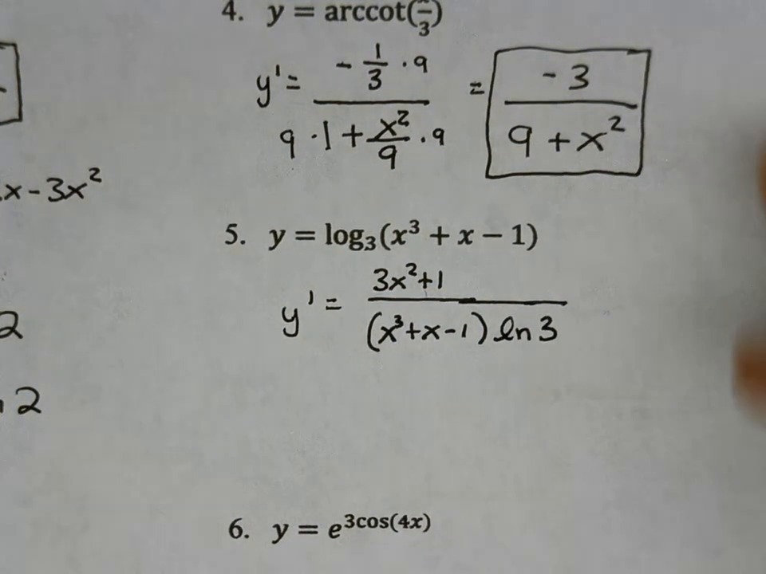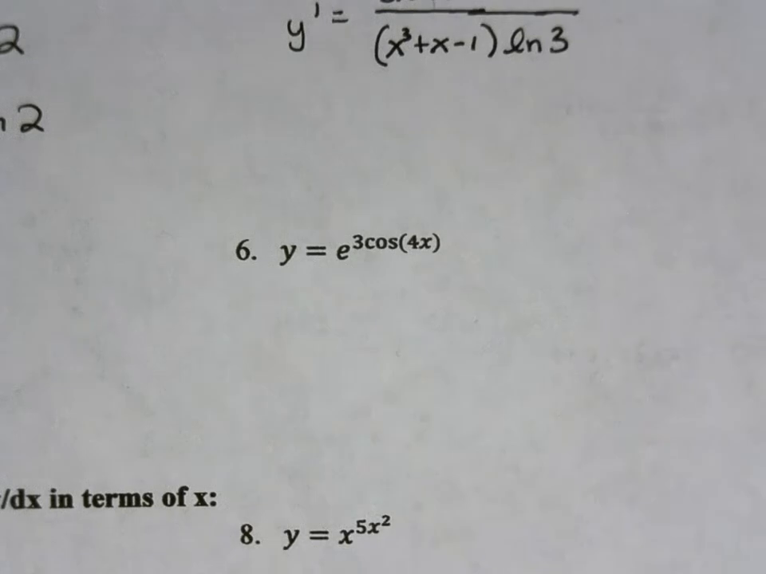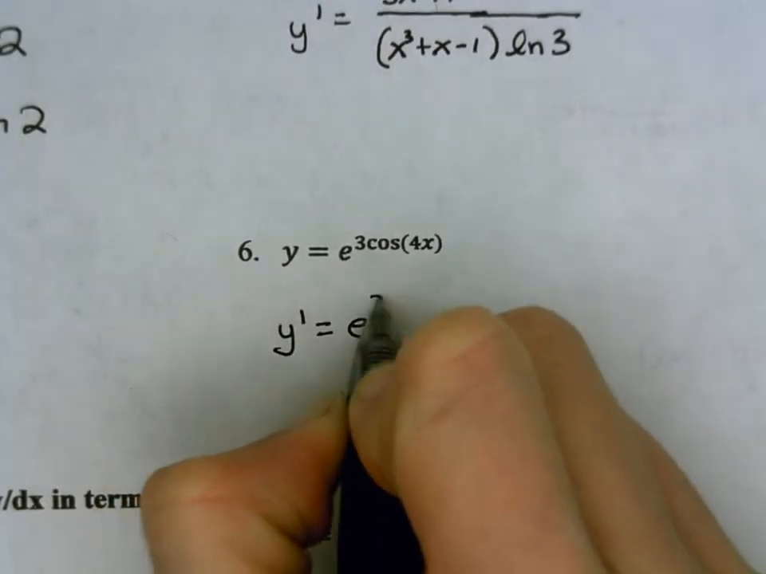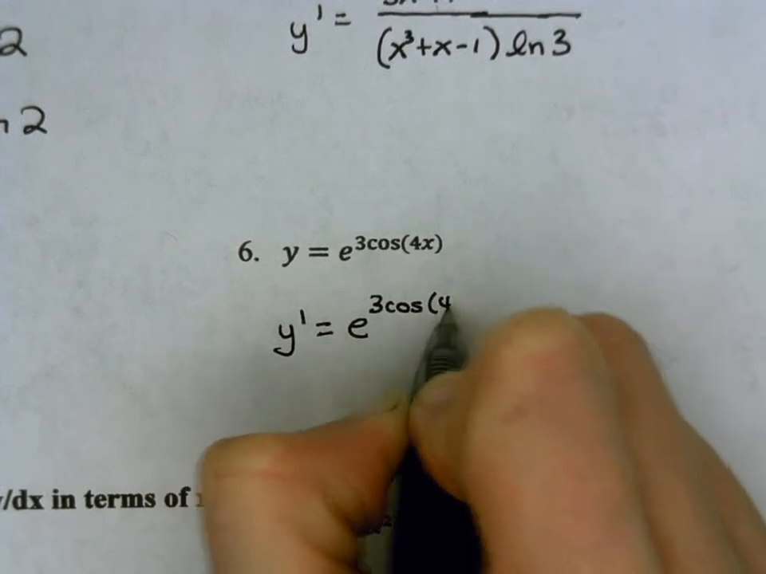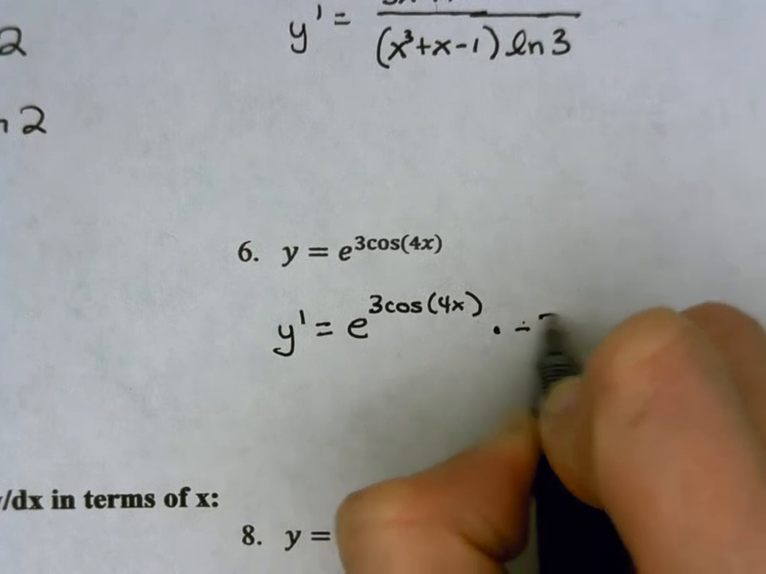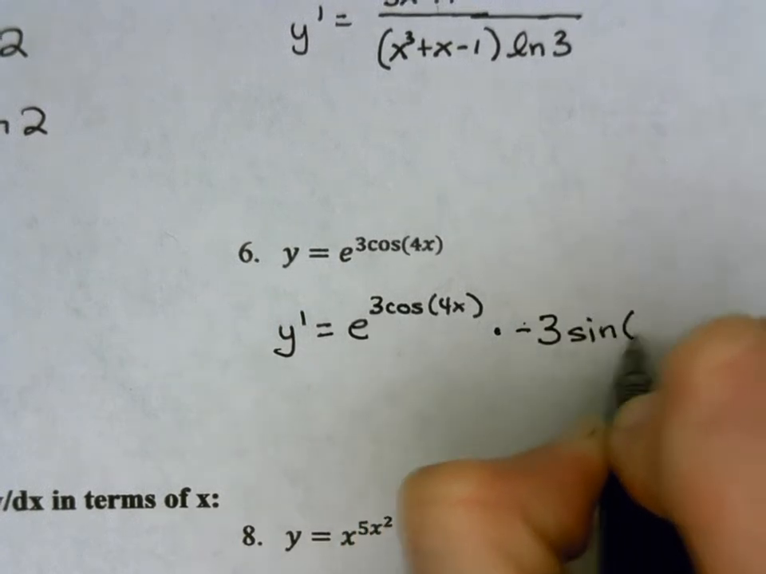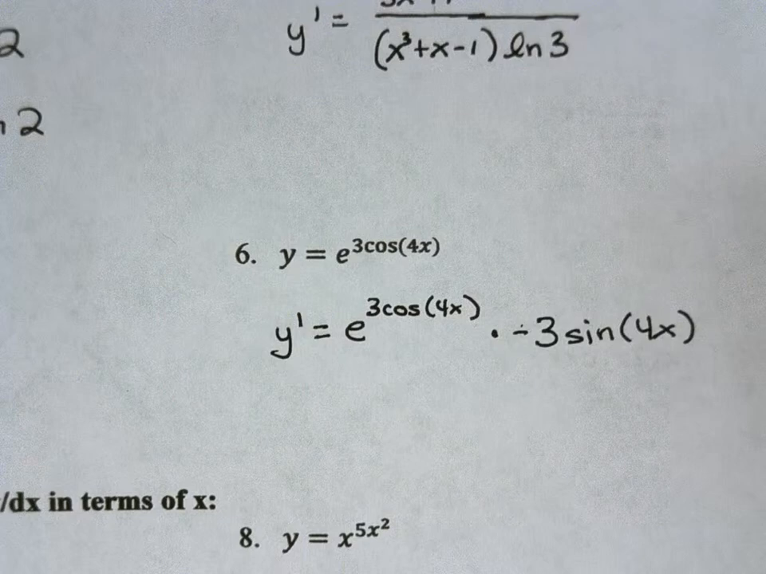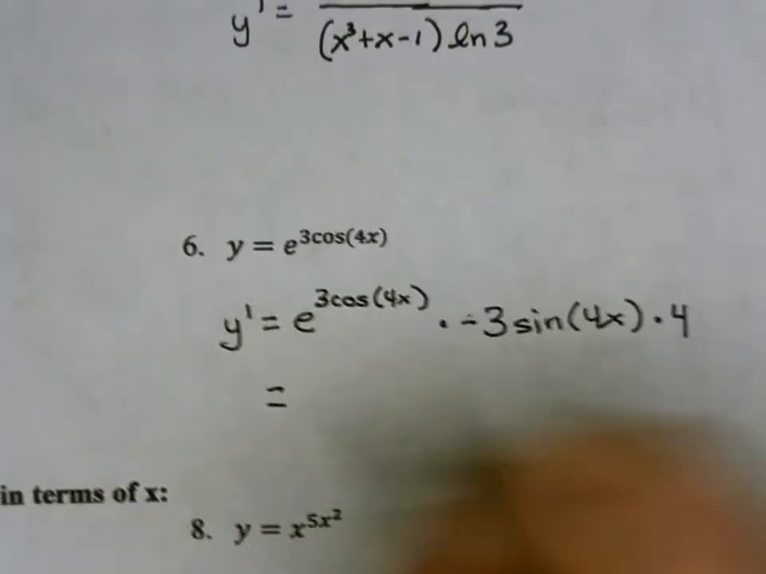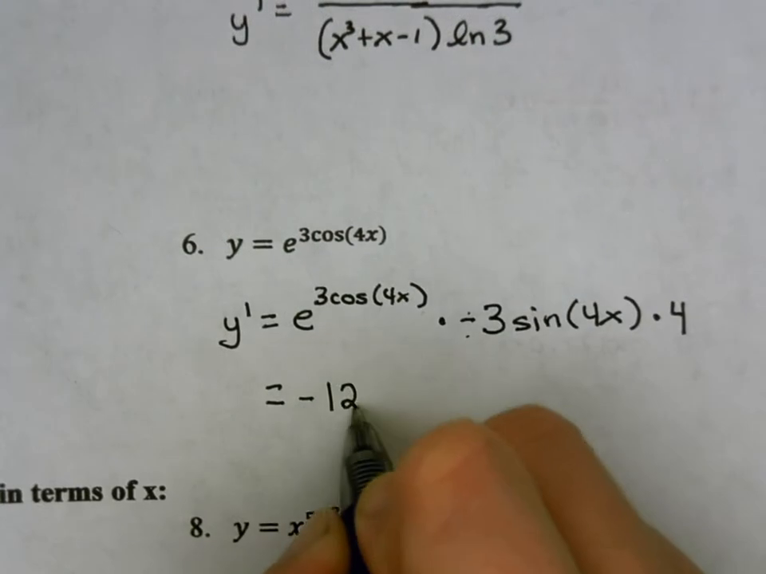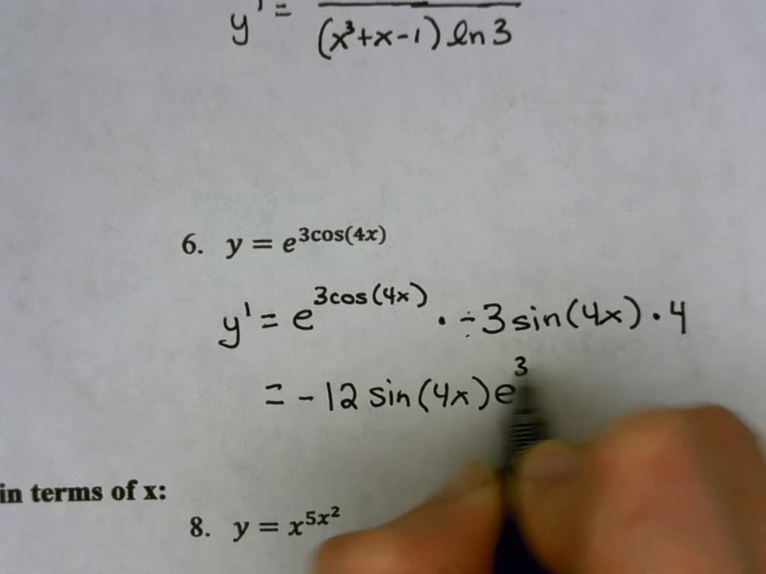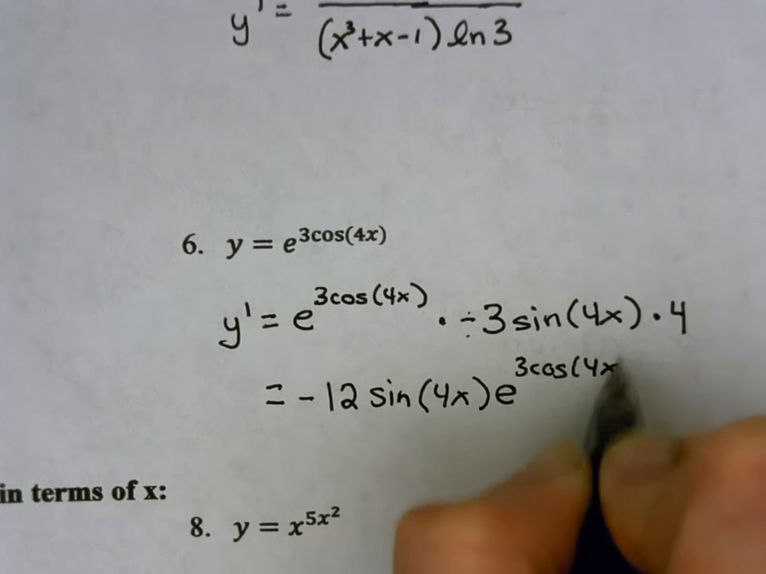And then last but not least, we have number 6, derivative of e to the u. And derivative of e to the u is e to the u times u prime. And in this case, the derivative of 3 cosine 4x is negative 3 sine 4x, and then chain rule, times the derivative of the guts. And we could rewrite that. The negative 3 times the 4 is negative 12 sine of 4x e to the 3 cosine of 4x.